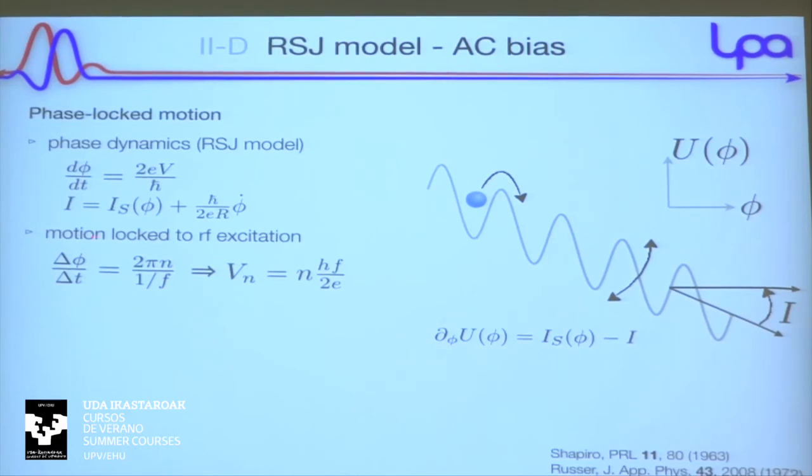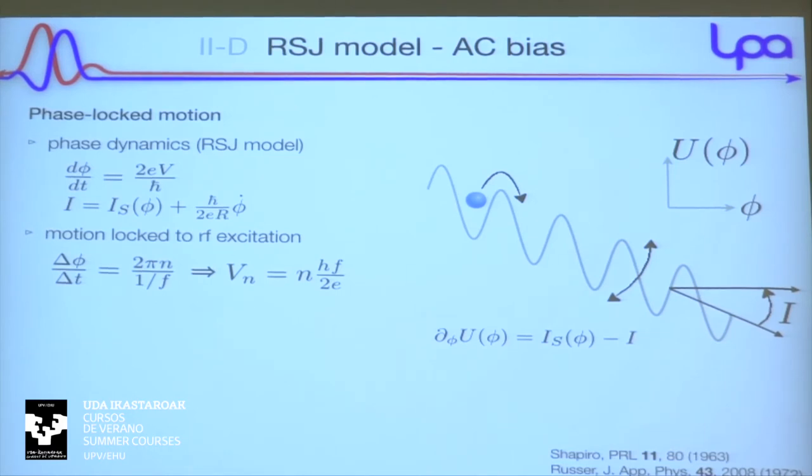And in that case, if you take this Josephson equation, then this means delta phi over delta t is given by this constant, which means the voltage is constant. So this means that whenever you have this phase-locked motion, you will have constant voltage steps. And these are the so-called Shapiro steps.